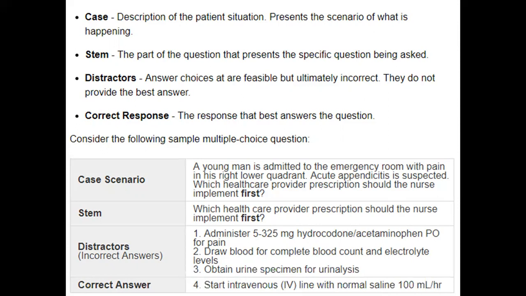Distractors, we have one, administer 5 to 325 milligrams of hydrocodone or acetaminophen PO for pain. Number two, draw blood for complete blood count and electrolyte levels. We have number three, obtain urine specimen for urinalysis, and the correct answer is number four, start intravenous line with normal saline 100 ml per hour. So as you can see, there's only one correct answer, and the rest are considered as distractors. Okay, so we will get to how to choose the correct answer later.